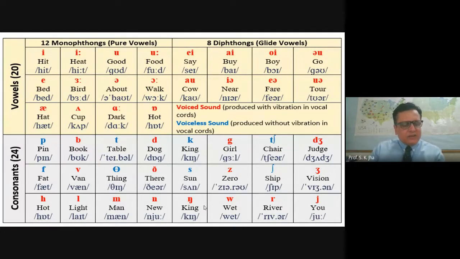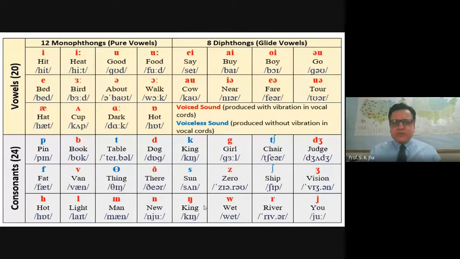Then h sound, as in hot. L, as in light. M, as in man. N, as in new. And this sound is pronounced as ng, as in king. Then you have w sound, as in wet. And r is pronounced as r, as in river. And this j is not j, it is pronounced as y, as in you.